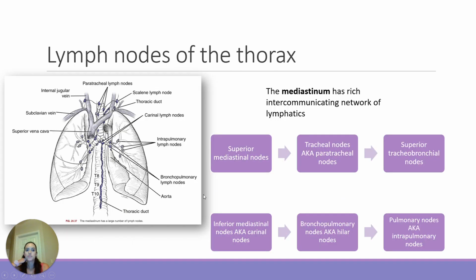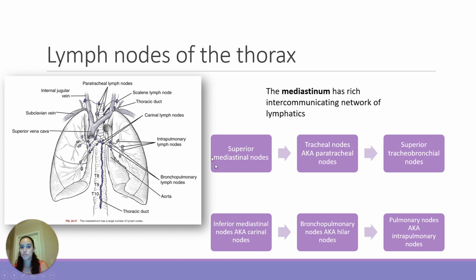All right, so the lymph nodes of the thorax. The mediastinum is kind of like this area right above your heart and between your 2 lungs. That's what the mediastinum is. And it has a rich intercommunicating network of lymphatics. So what does that mean? It has a bunch of lymph nodes, okay? And there's a certain path that all these lymph nodes take.